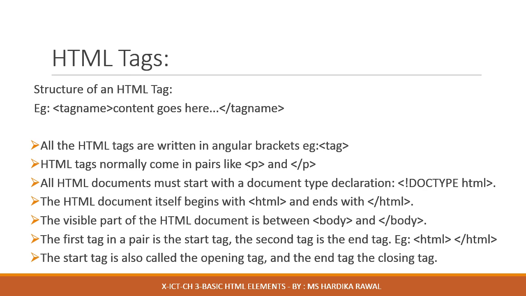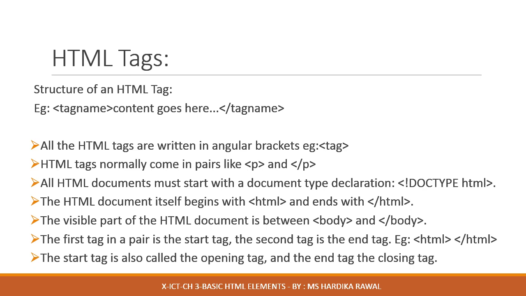HTML tags normally come in pairs. For each and every tag in HTML, there is one closing tag also. But there are some tags which are exceptions and do not have any pairs. All the HTML documents must start with the declaration of doctype HTML. That means we are declaring that this document type is an HTML document. The HTML document itself begins with <html> and ends with </html>. The visible part of the HTML document is between the body tags.